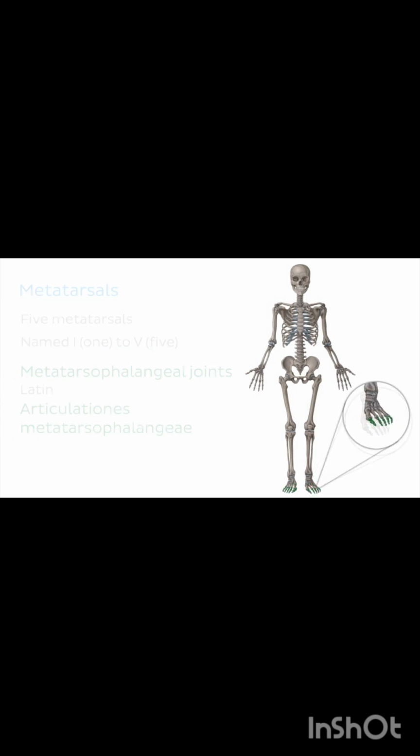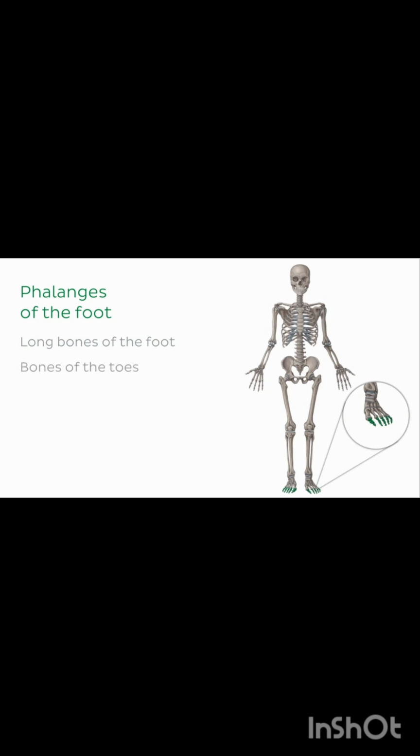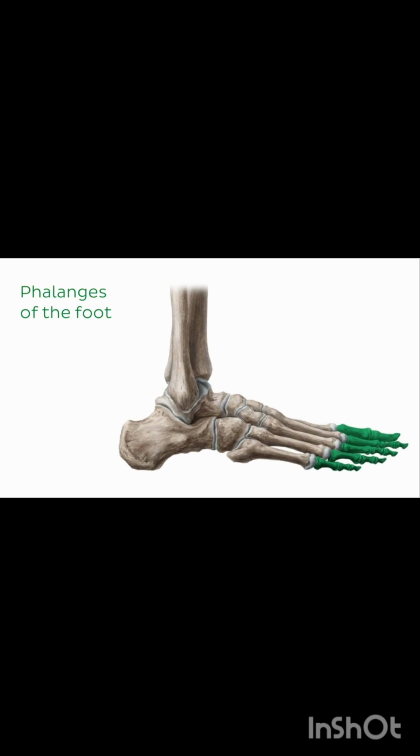The final bones of the lower limb that we're going to look at are the phalanges of the foot. These long bones of the foot are situated distal to the metatarsals and make up the bones of the toes. Each toe is comprised of 3 phalanges with the exception of the big toe, which is comprised of only 2 phalanges, and we can see this better if we zoom in on our image.